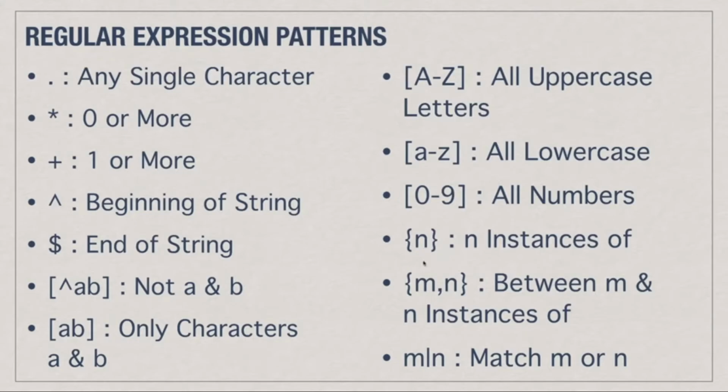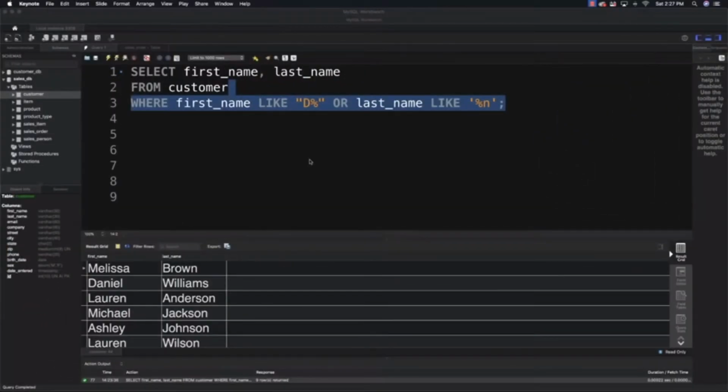If you use curly brackets and N after something, it's going to match N instances of whatever it is. So let's say you wanted to look for mall and you wanted to match 2 L's. You would have L, and then inside of curly brackets 2. So it's going to match those 2 L's. You can also match between M and N instances, so it would match mall or pal, whatever else. And you can also use the or symbol to match one thing or another thing.